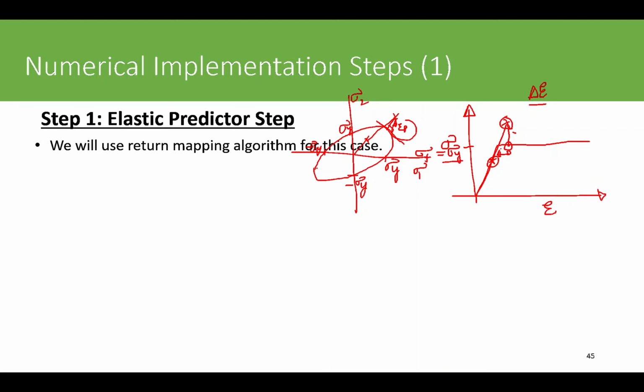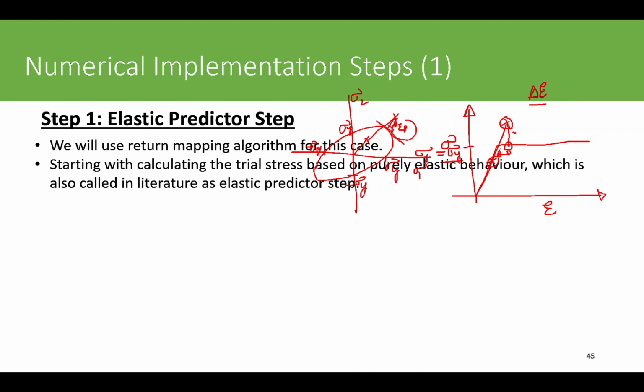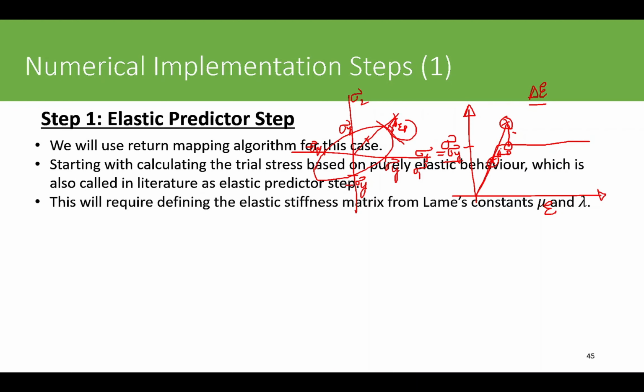But in the next part, when we will have isotropic hardening, in that case our yield surface will start to grow, and then we have to really capture that as well, or keep that into account while we are doing the return mapping algorithm. So first thing is we will compute the trial stress value based on the purely linear elastic response, and that's called the elastic predictor step.